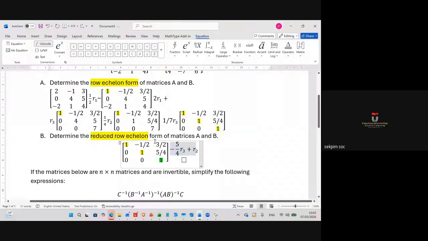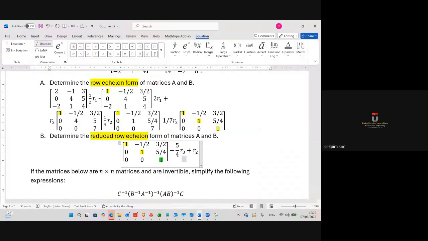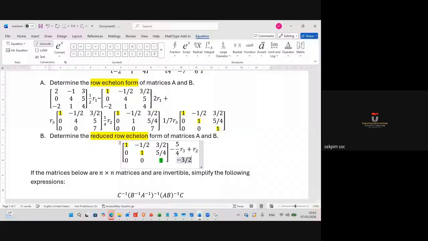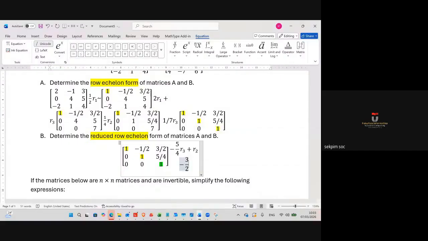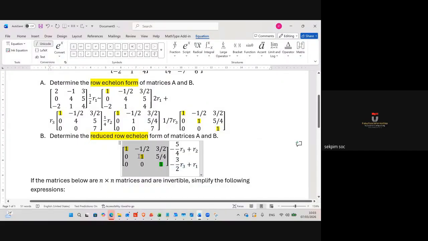And next is this one. To make it 0, we can do the similar thing. Since this is 3/2, we can add to the first row minus 3/2 of row 3, and we add to row 1. Okay.